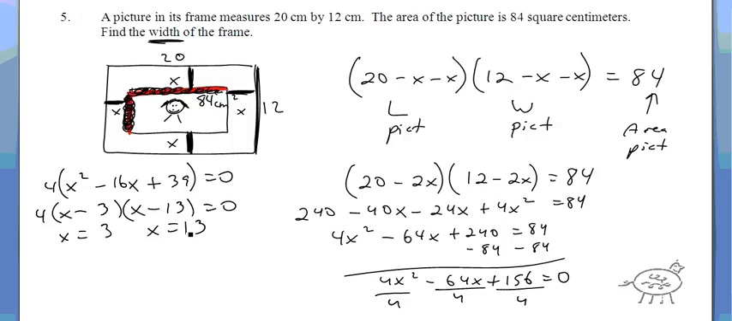Look back at the picture, guys. If this whole length is 20, how can the thickness of the frame be 13? That means this would be 13 and this would be 13. That's 26. It's impossible because that's already bigger than the whole width of the frame. Okay, so it's got to be 3. And that's the answer to this problem. 3, and it's in centimeters, so 3 centimeters.